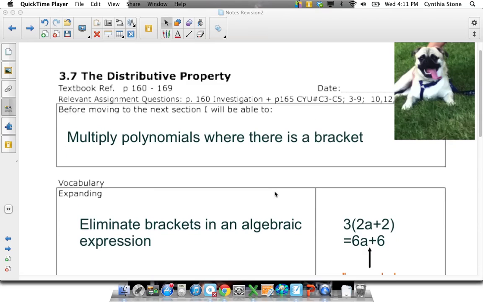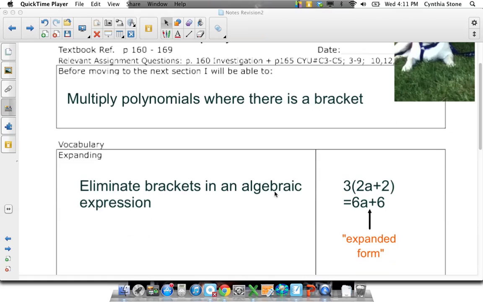So, some expressions, some vocabulary you need to know. If you see here the term expand, basically expand means get rid of the brackets. Okay, I said eliminate because I was being polite, but you're getting rid of it, right?